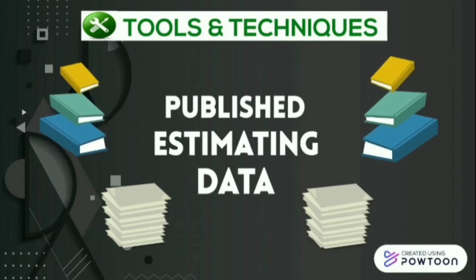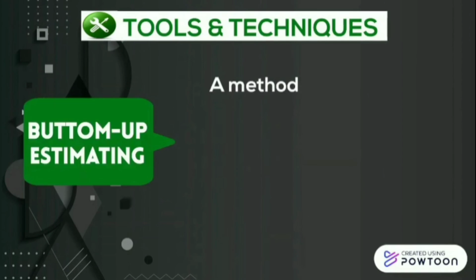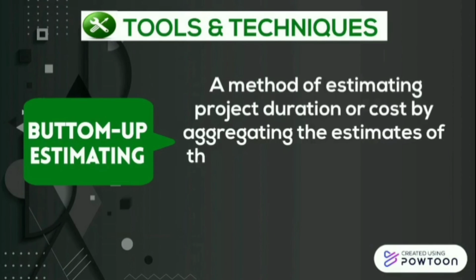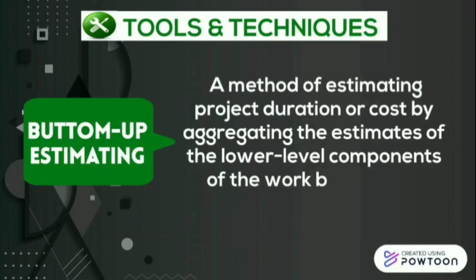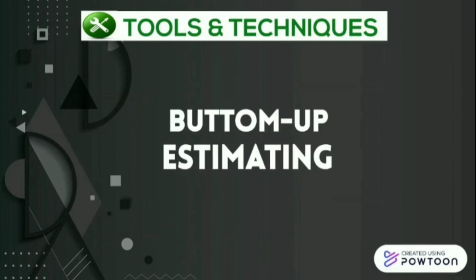Bottom-up estimating, a method of estimating project duration or cost by aggregating the estimates of lower-level components of the work breakdown structure. Bottom-up estimating means breaking down complex activities into pieces and working out resource assignments for each piece. It is a process of estimating individual activities' resource needs or cost and then adding these up together to come up with a total estimate.